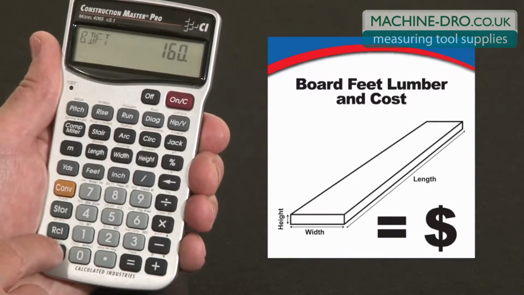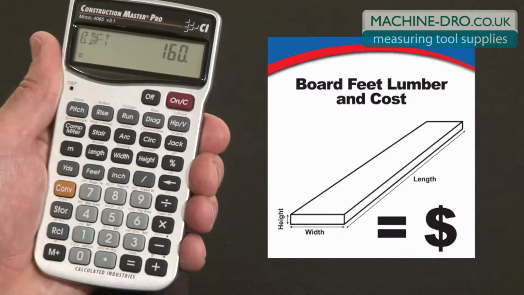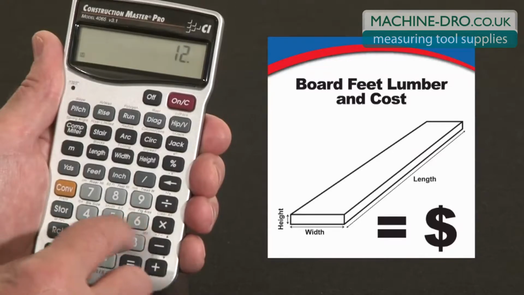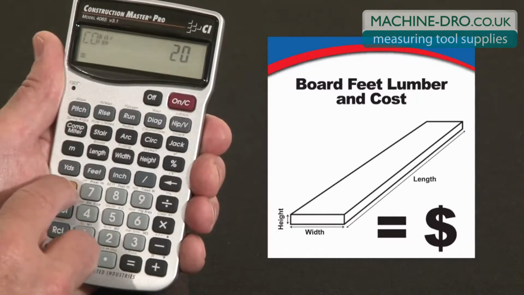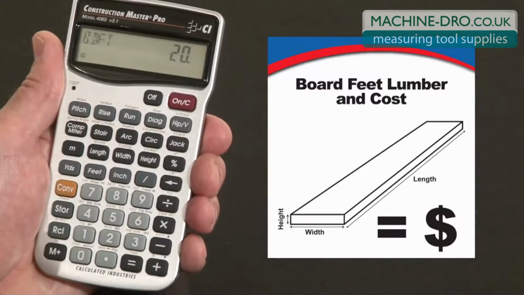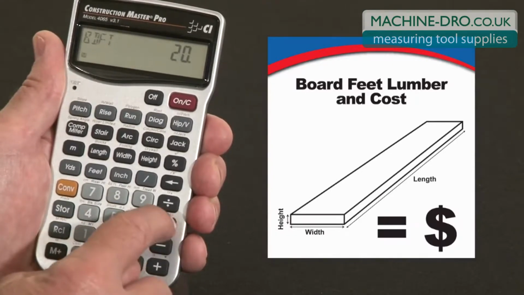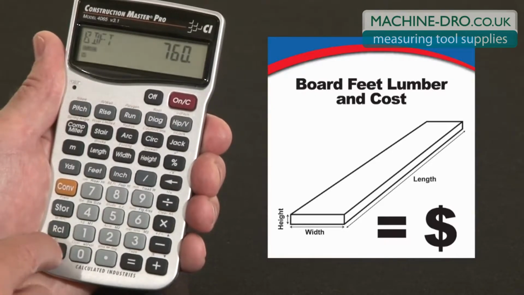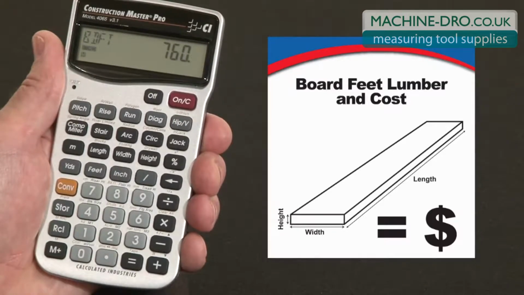Let's put that in the memory. And I need 30 pieces of 2 by 6 by 20. 2 by 6 by 20, convert, board feet. And now I can say I need 30 pieces of that, times 30 equals 600 board feet. Put that in the memory. Now I can recall what's in the memory. So I have a total of 760 board feet.